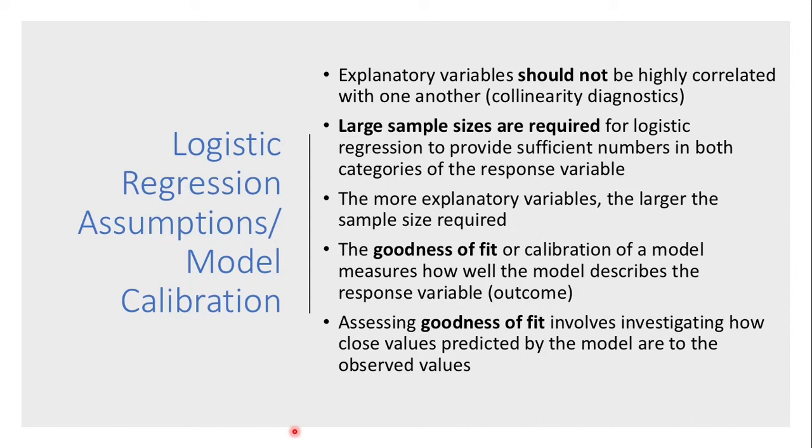So logistic regression has some assumptions, just like all the other statistical tests. The predictor variables should not be highly correlated with one another, so that's the concept of multicollinearity that we really don't want with regression. Sometimes you need really large sample sizes to be able to predict these outcomes, and certainly the more variables you have included, the larger the sample size you need. It also can calculate a goodness of fit of the model, which tells us how well that model describes the outcome that we're interested in.